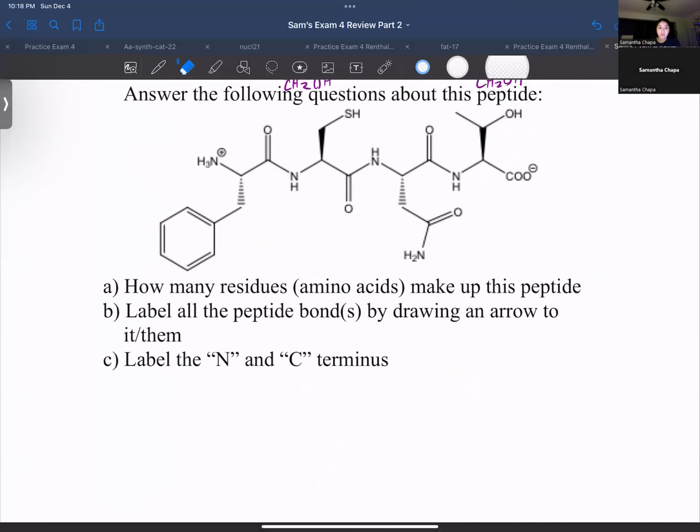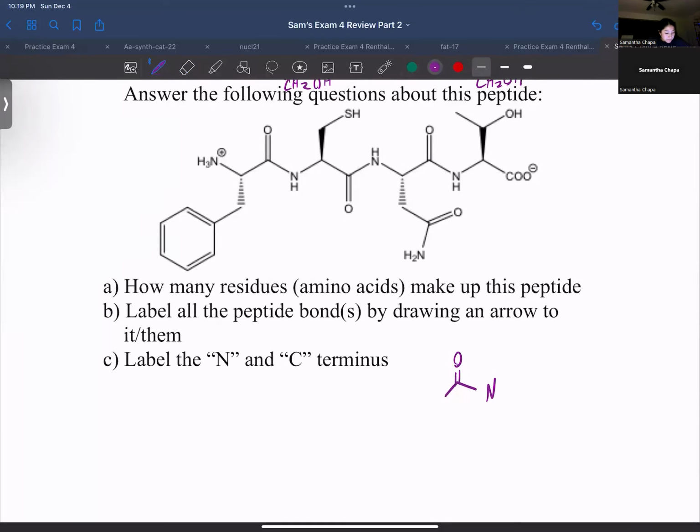But for this next one, answer the following questions about this peptide. So peptides, it's the building blocks, or the peptide bonds are what makes up the proteins. And so what this question is asking is how many residues make up this peptide? And so in amino acids, what binds everything together is basically the peptide bonds. And so peptide bonds are these carbonyl bonds with this nitrogen right here. This bond right here, carbonyl between this nitrogen, is the peptide bond.